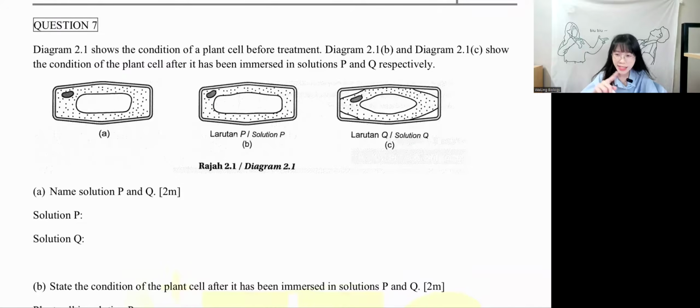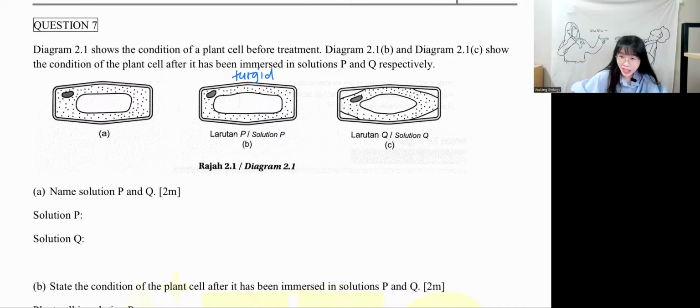Okay, now question 7 is a plant cell. Again, 2.1a shows the condition of plant cell before treatment. 2.1b and 2.1c show the condition of plant cell after it has been immersed in solution P and Q respectively. Name solution P and Q. Based on this diagram, P is the normal one. Okay, 2.1b. Do you notice that the vacuole becomes bigger in size? If they are bigger in size, what term do we use to describe the cell? The term will be turgid. Very good. The term is turgid.